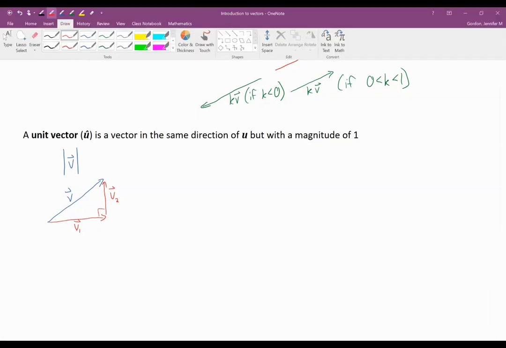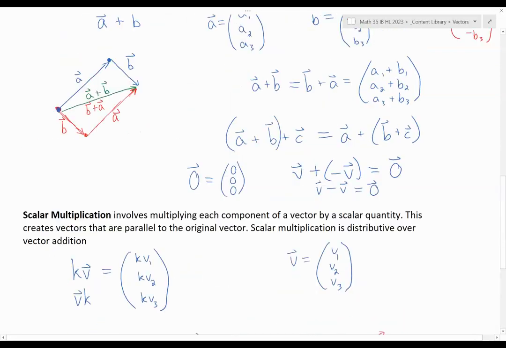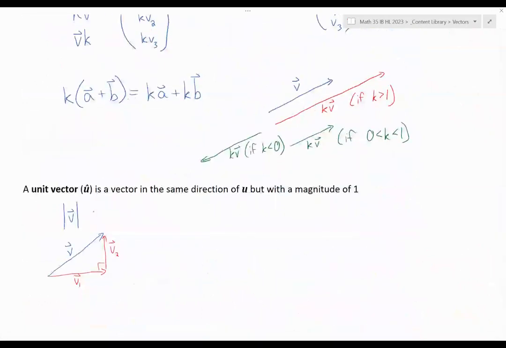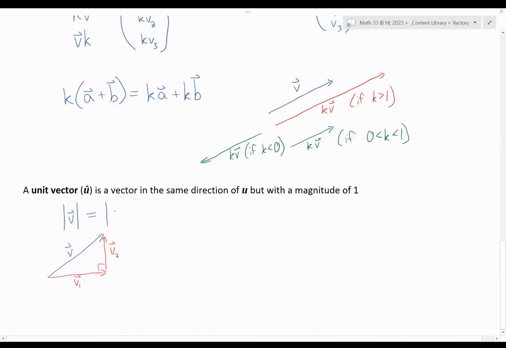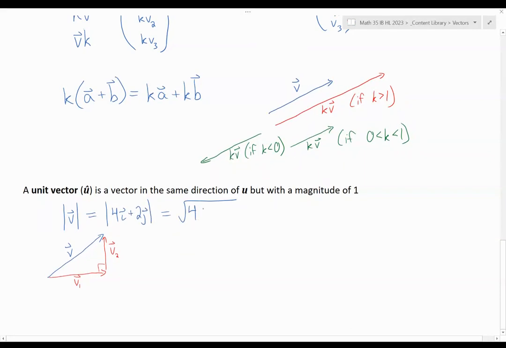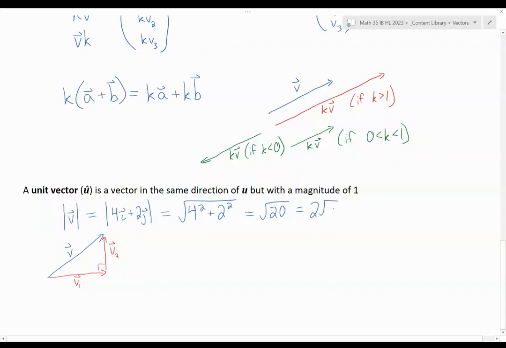So for example, if I want to know the magnitude of a vector, what did I have up here? I had it as 4i plus 2j. So this is the magnitude of 4i plus 2j. Well, that's just going to be the square root of 4 squared plus 2 squared, which is the square root of 20, or if I wanted to simplify that, 2 root 5.